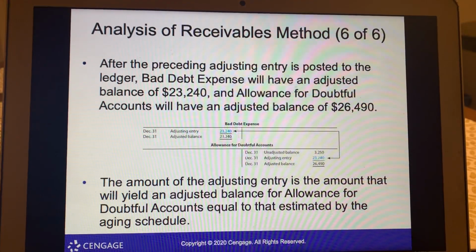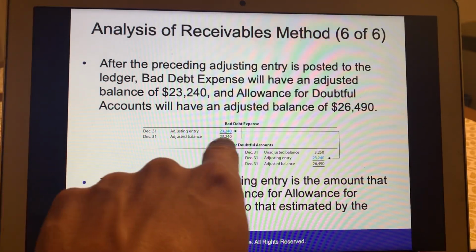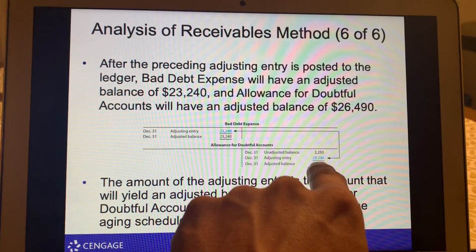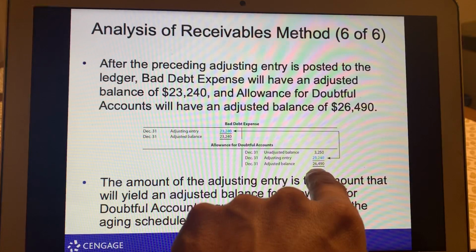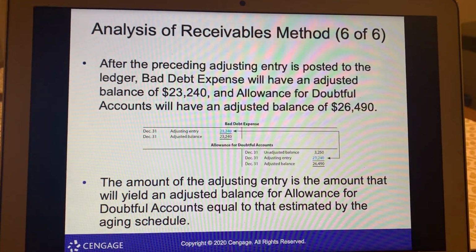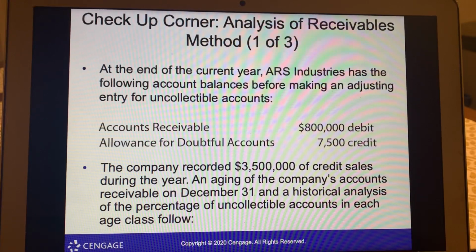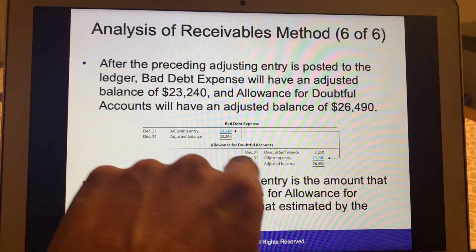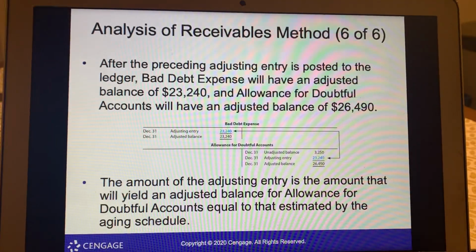So here's the analysis. The bad debt expense adjusting entry is 23,240. The balance will be 23,240. Unadjusted balance is going to be 3,250. Adjusting entry, which we just talked about, of the 23,240. So the adjusted balance is 26,490. Okay, so that's what it would look like. This is for our expense account, and this is for our contra asset account. Okay, so that's what that's showing.